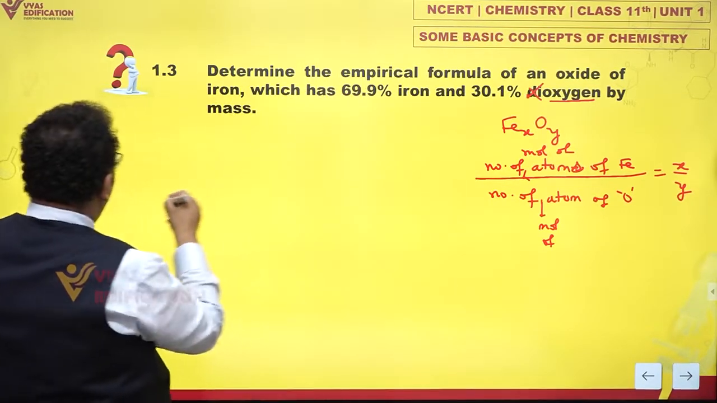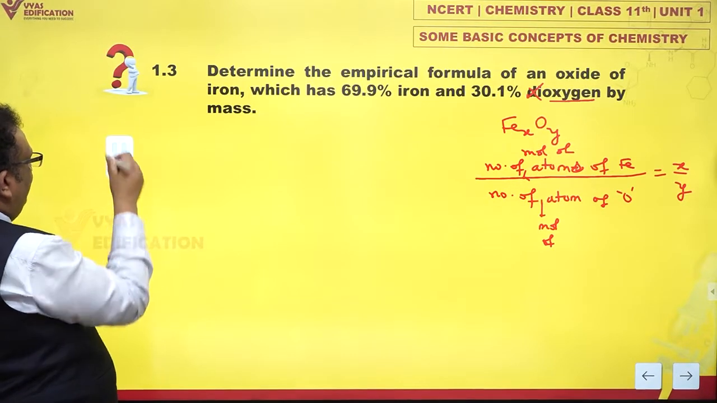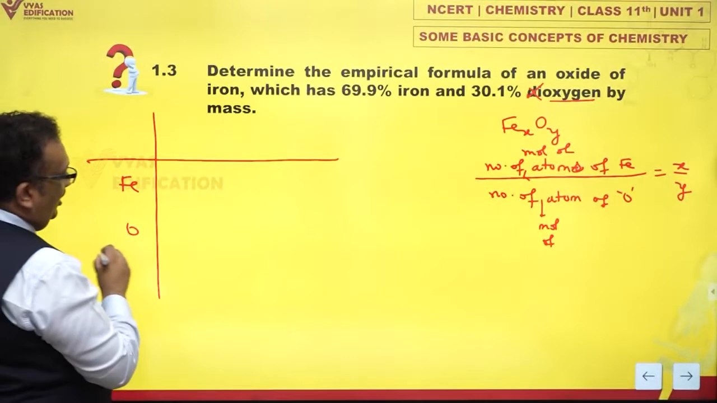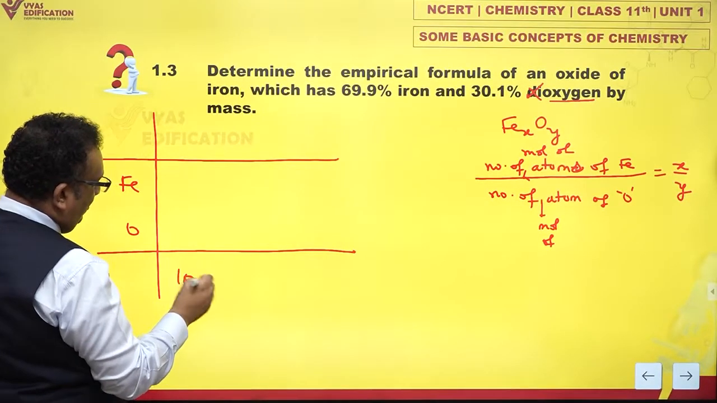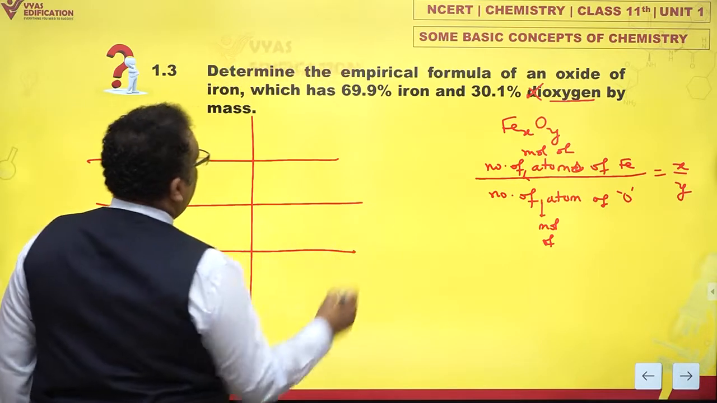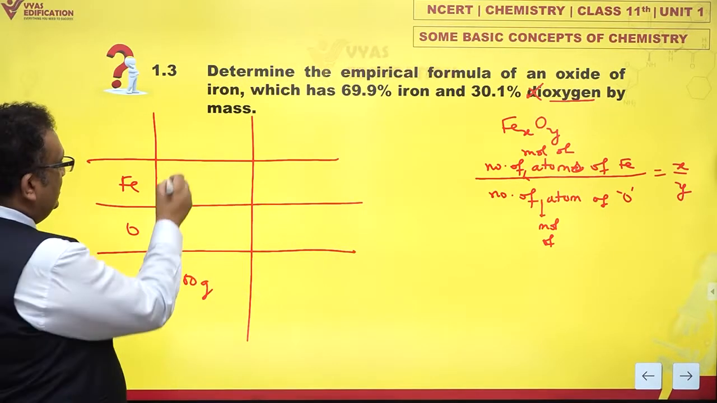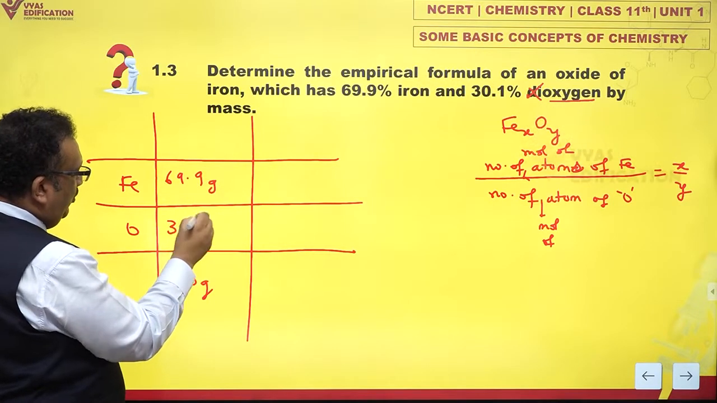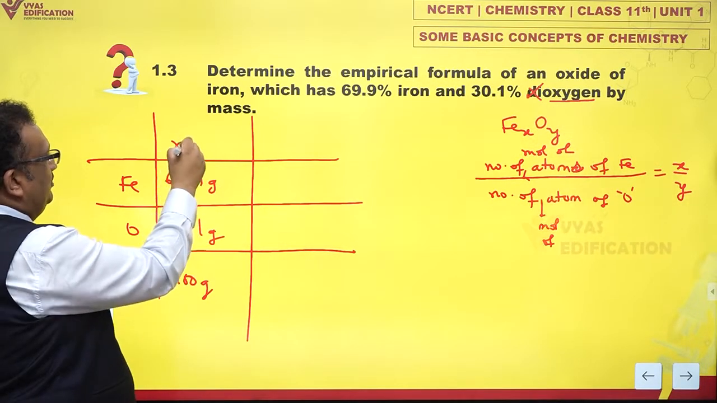Let's see. We have mass. We have iron and oxygen. And let us say we have 100 grams of total iron oxide. That means what would be the mass of iron? 69.9 grams. And oxygen is 30.1 grams. This is the mass.